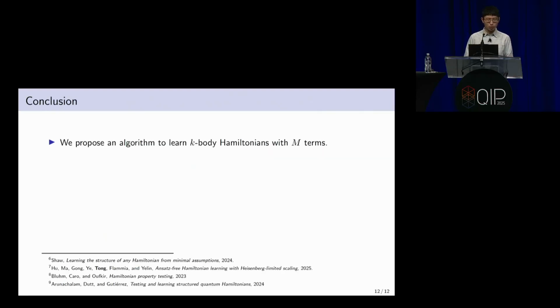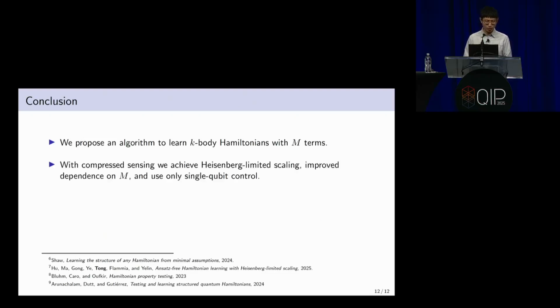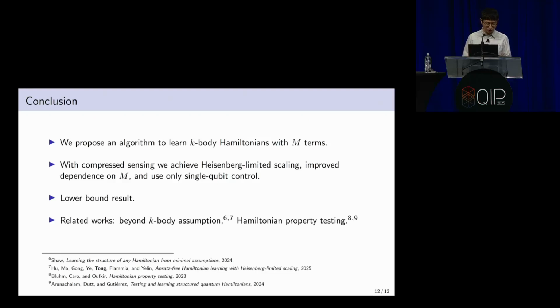So to conclude, we propose an algorithm to learn k-body Hamiltonians with m terms. With compressive sensing, we achieve Heisenberg-limited scaling with improved dependence on m compared to previous works. And we have the advantage of using only single-qubit control rather than multi-qubit gates. We also present a lower bound result.